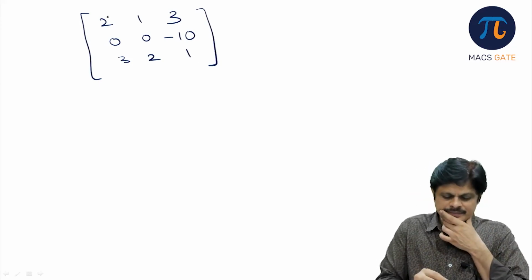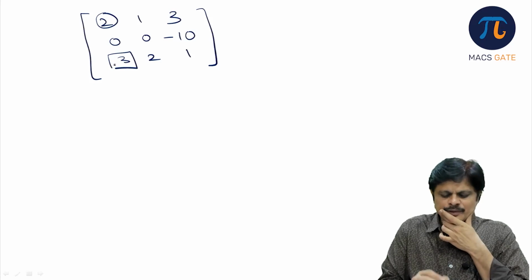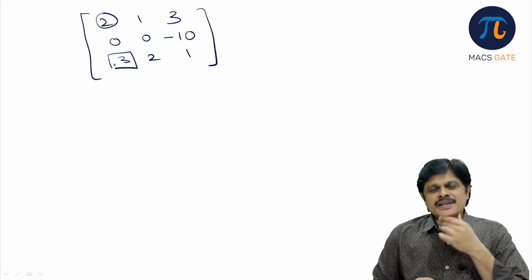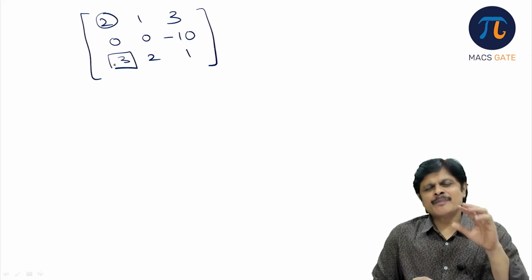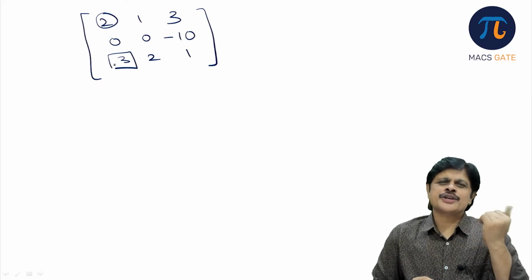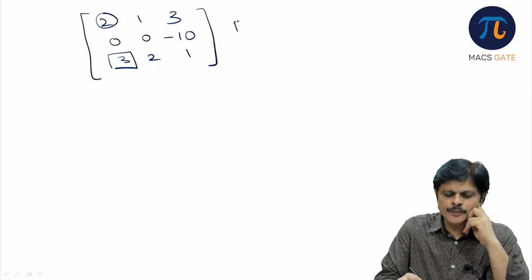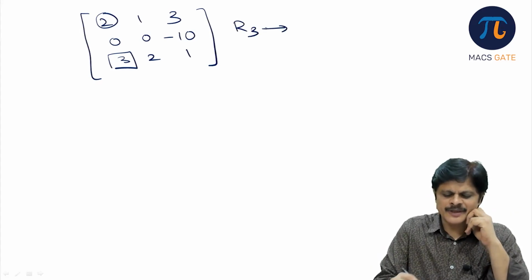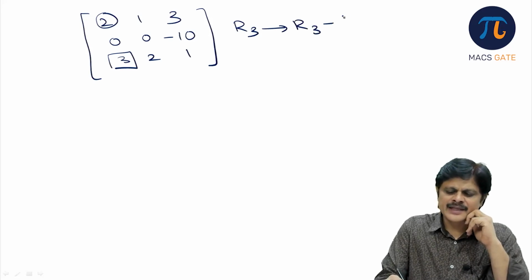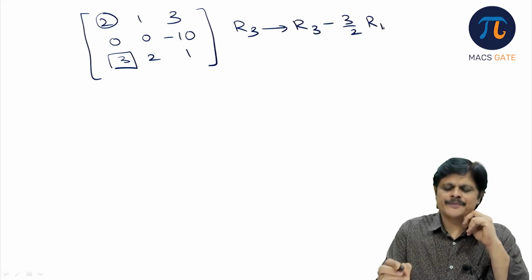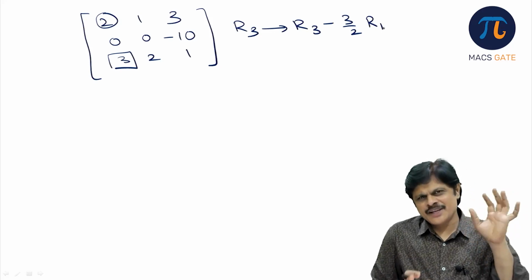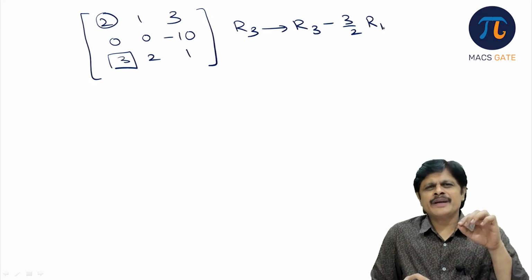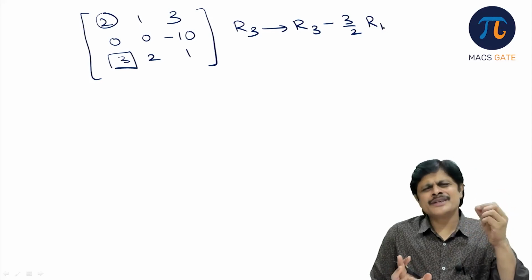Now look here. Using this you want to make this element equal to 0. If you go strictly with the available row operations, that is interchanging two rows, multiplying a row by a non-zero constant, or adding a constant multiple of another row, then to make this element 0 the answer would be R3 minus 3 by 2 times R1. That is a strict row operation. But for manual work, working with fractions would be boring, difficult or tedious.